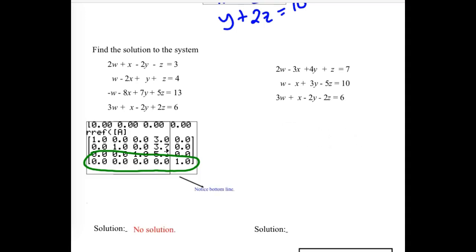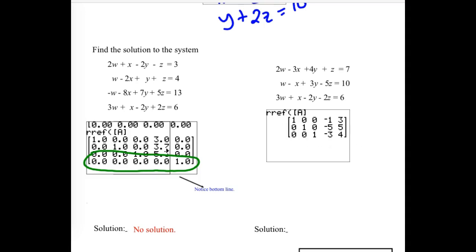Okay. Go ahead and enter this one. Will we get a solution here? Can we get a single answer? Can we get a single solution? How many variables do we have? 4. How many equations do we have? 3. We can't get a single solution. So it's going to be either no solution or infinitely many. Okay?